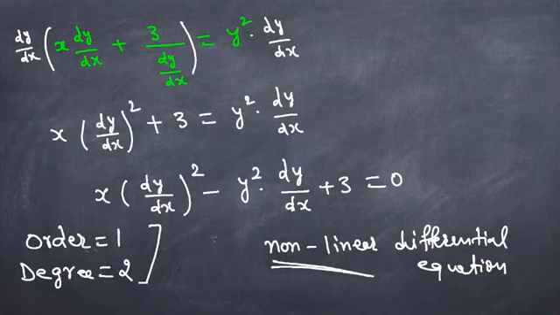Okay, if the degree was 1 and the function or its derivative were not multiplied together, then it was a linear differential equation. All right, I hope this will explain to you the difference between linear and non-linear differential equation and how to find the order or the degree of a differential equation.